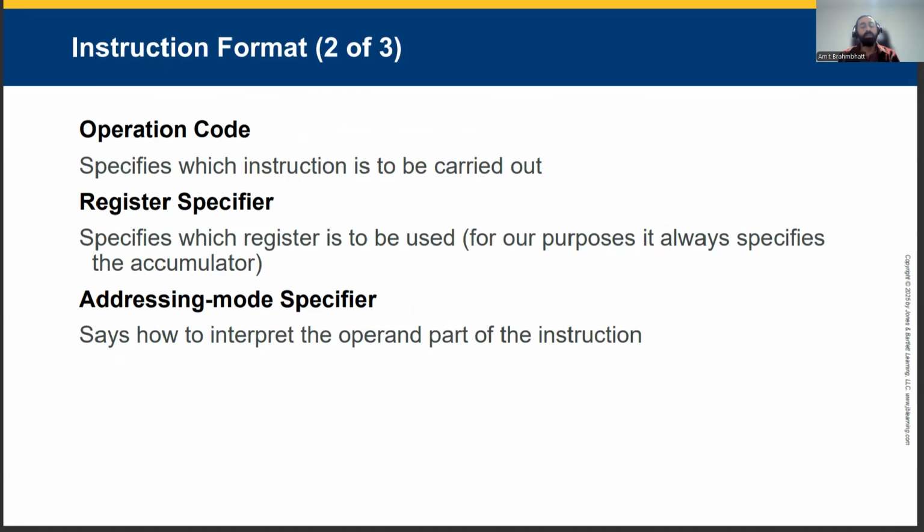The addressing mode specifier is especially important because it tells the machine how to interpret the operand portion of the instruction. This determines whether an instruction will treat the operand as an immediate value or an address in memory. Understanding these elements helps clarify how the machine interprets every instruction and ensures your programs behave exactly as expected.